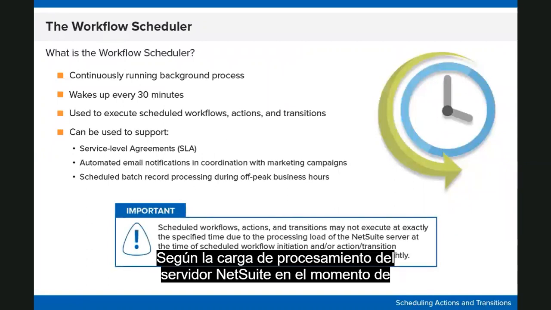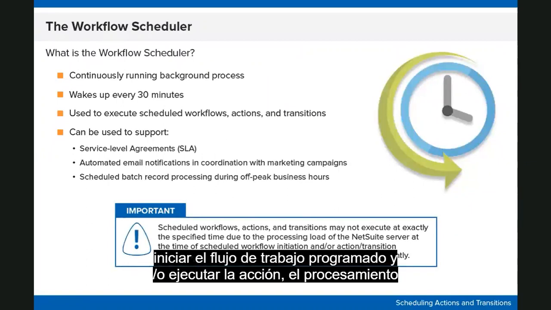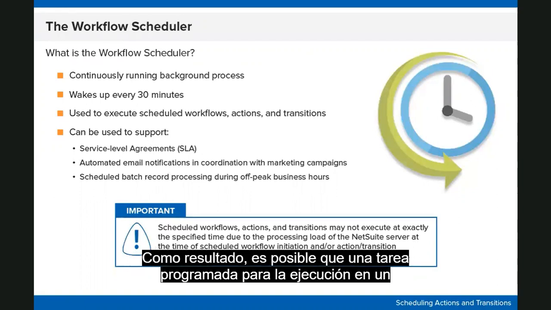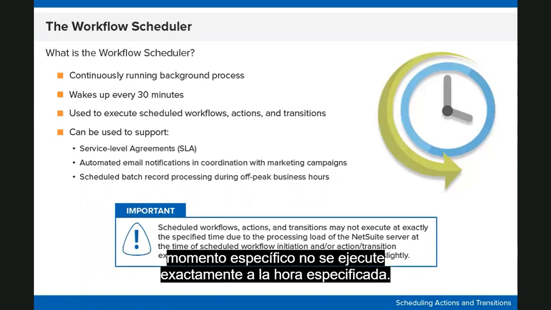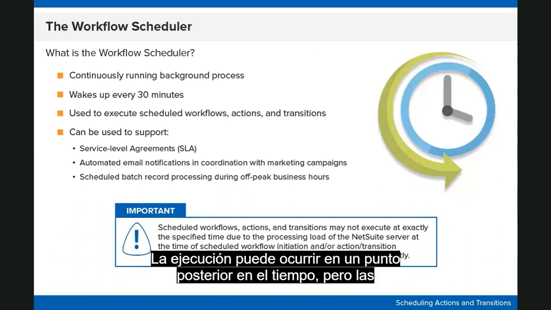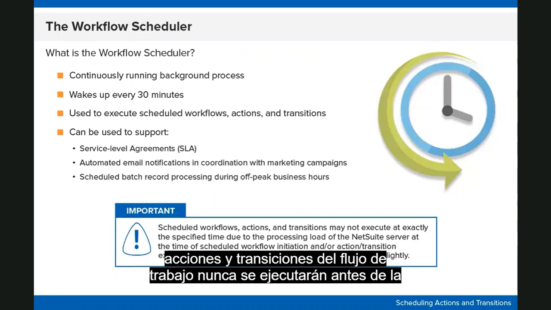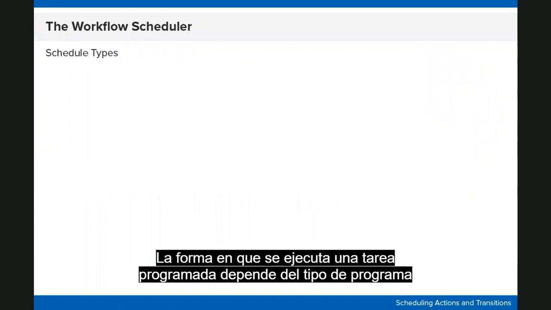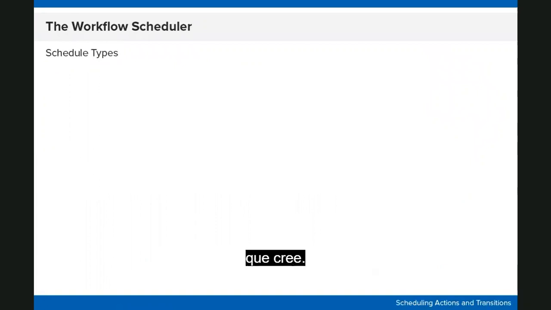Depending on the processing load of the NetSuite server at the time of scheduled workflow initiation and/or action execution, workflow processing may be delayed slightly. As a result, a task scheduled for execution at a specific time may not execute at exactly the specified time. The execution may occur at a later point in time, but workflow actions and transitions will never execute before their scheduled time. The manner in which a scheduled task is executed depends on the type of schedule you create.